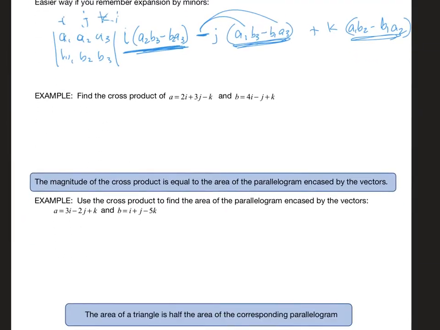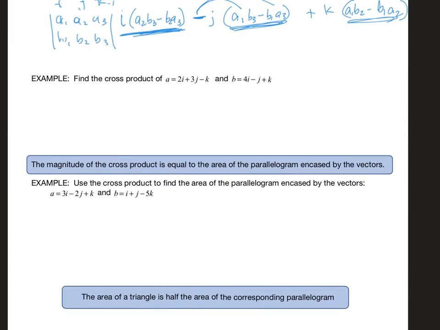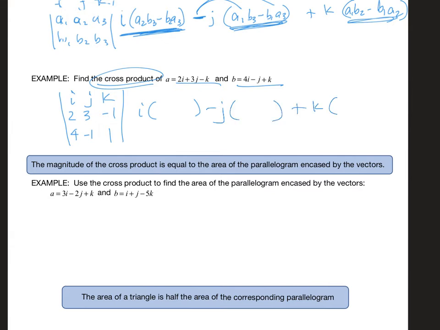Okay, so scooting this up, and it says find the cross product. Now again, some of you might be using the formula. I am going to do this by expansion by minors. So let me set up my I, my J, my K. The first vector coordinates are going to go here, 2, 3, negative 1. And these coordinates are going to go in the next row, 4, negative 1, 1. And then, that should be a minus, sorry about that, minus J plus K.